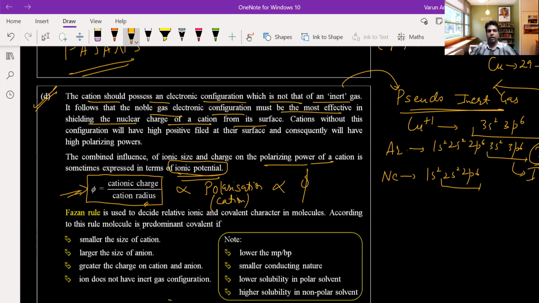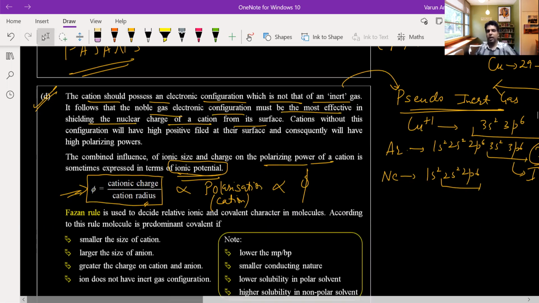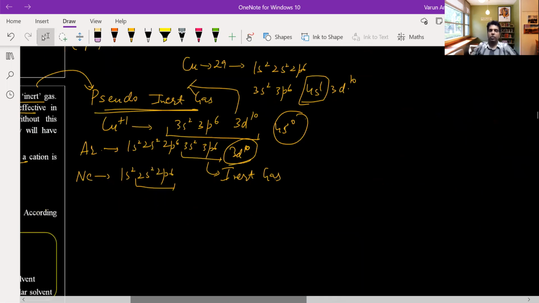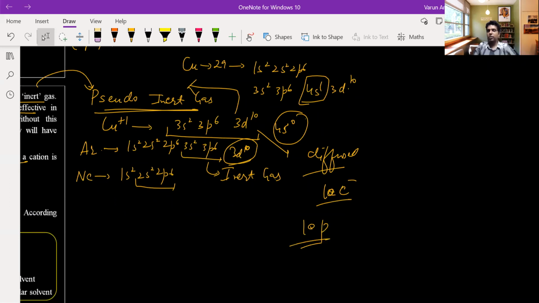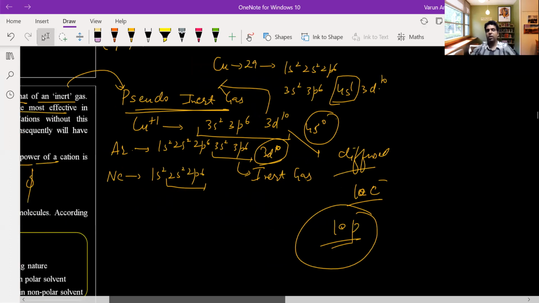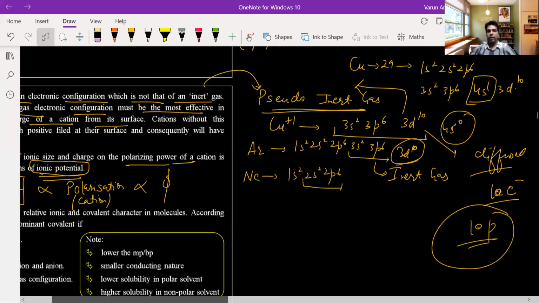Because in this pseudo inert gas configuration, the d orbitals are diffused in nature. Suppose I am adding 10 electrons to the shell, d orbitals. Now 10 protons will also be added to the nucleus. Now these d orbitals are diffused in nature. So what will happen? The effective nuclear charge will increase. So more is the effective nuclear charge, more will be the polarization and more will be the covalent character.